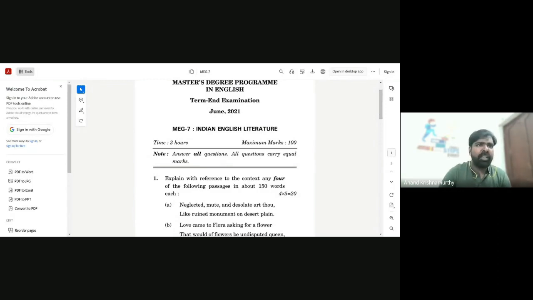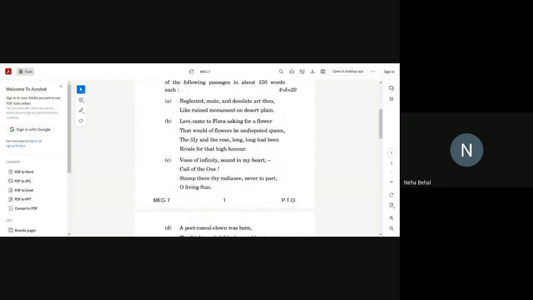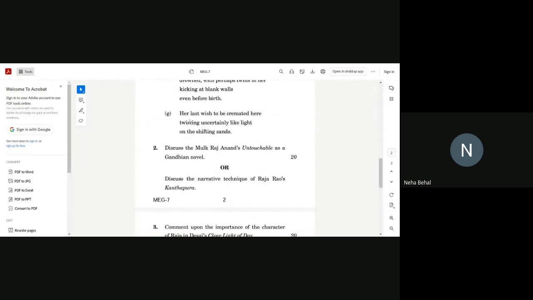So what happens here is, yes, Nehaji, please go on. Sir, as you are going through the previous papers, I have also gone through them. And what I have observed is that there is some kind of similarity. Like in question number 2, Mulk Raj Anand's Untouchable and Raja Rao's Kanthapura always come. So is there a fixed practice?